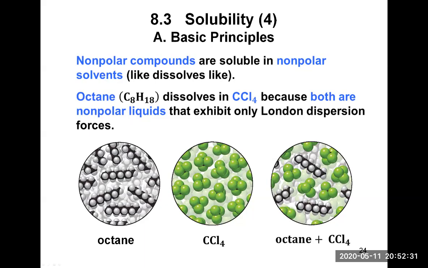Remember how non-polar liquids will only exhibit London dispersion forces between themselves because they don't have any dipole and they cannot do hydrogen bonding. So they experience the same kind of intermolecular attractive forces, which is only the London dispersion forces in their case. And so then they will mingle very well together because they are all non-polar and experiencing the same kind of intermolecular attractive forces.